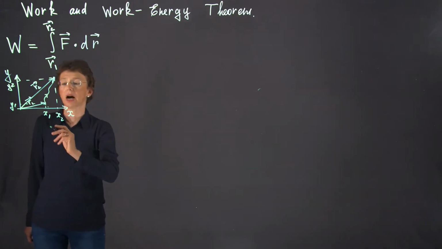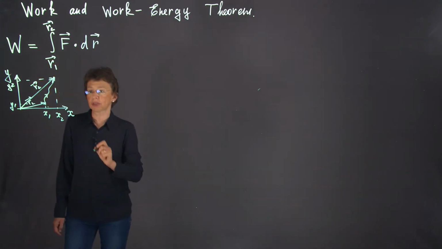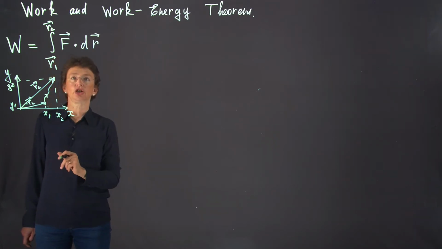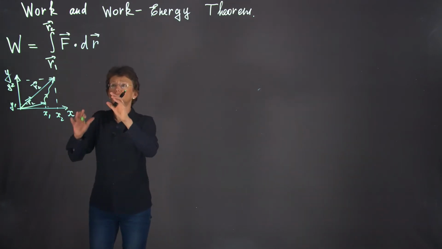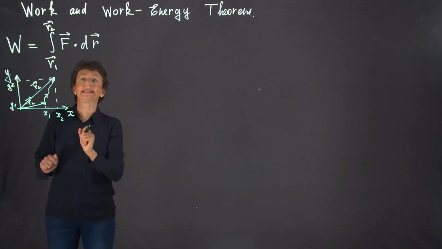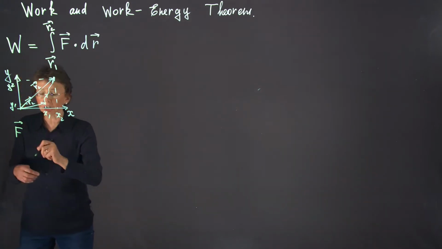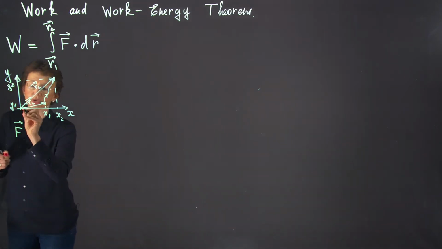So what is dr? dr is the infinitesimal change in displacement when this object is moving along this trajectory. What I will do next, I will write each of these vectors, F and dr, in terms of components. We can do that. We already introduced unit vectors i and j. So here is a unit vector i, and here is a unit vector j.